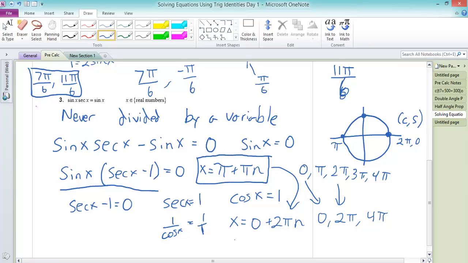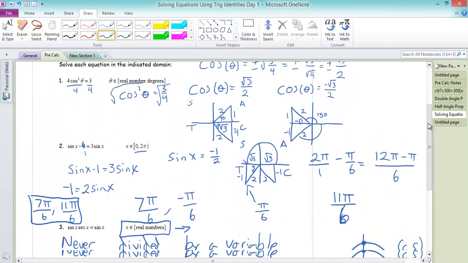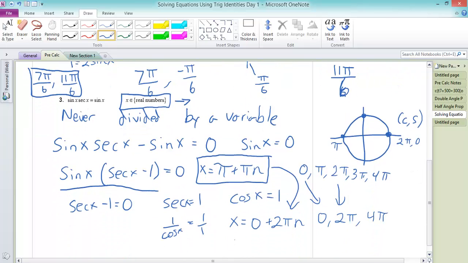And when x belongs to the set of real numbers, that means I want a general solution. So on a quiz or a test or on your homework tomorrow, if you see real numbers or a real number in degrees, I want a general solution.